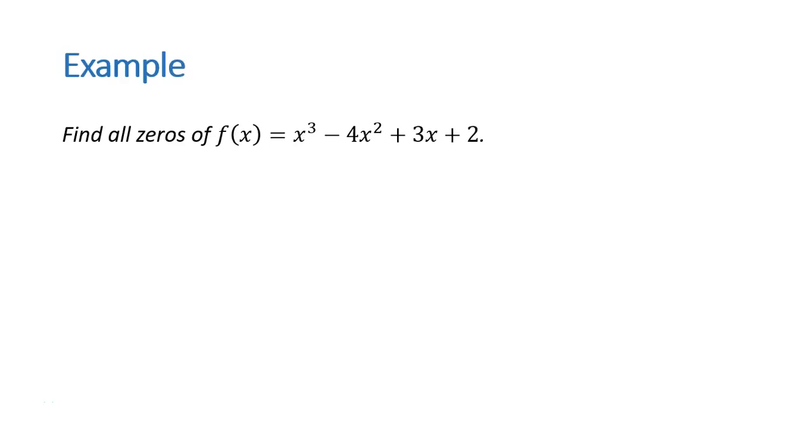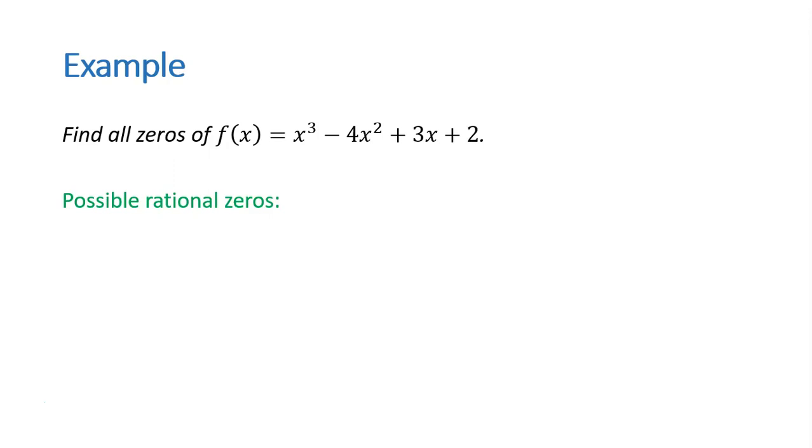So we want to find all zeros of f of x is equal to x cubed minus 4x squared plus 3x plus 2. So we know based on that number of zeros theorem that because our highest exponent is 3, once we find all zeros and count them according to their multiplicity, we should have exactly 3 zeros for this problem. So let's start by using the rational zeros theorem to find our list of possible rational zeros.